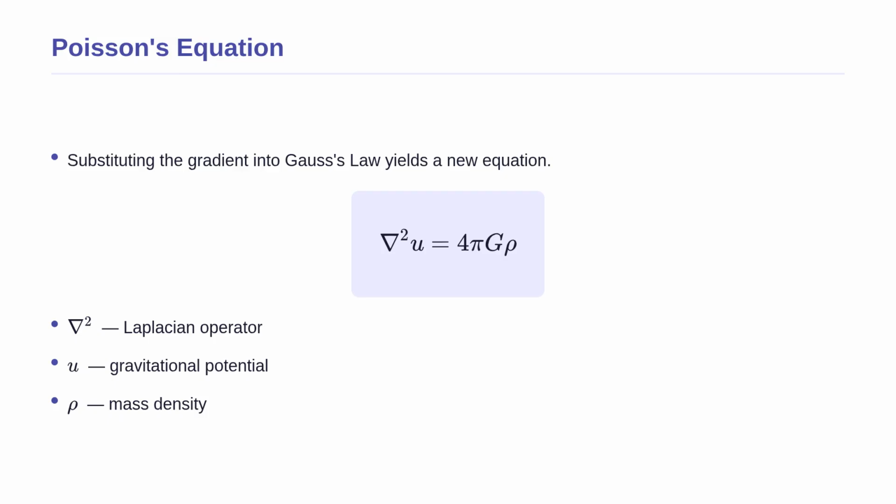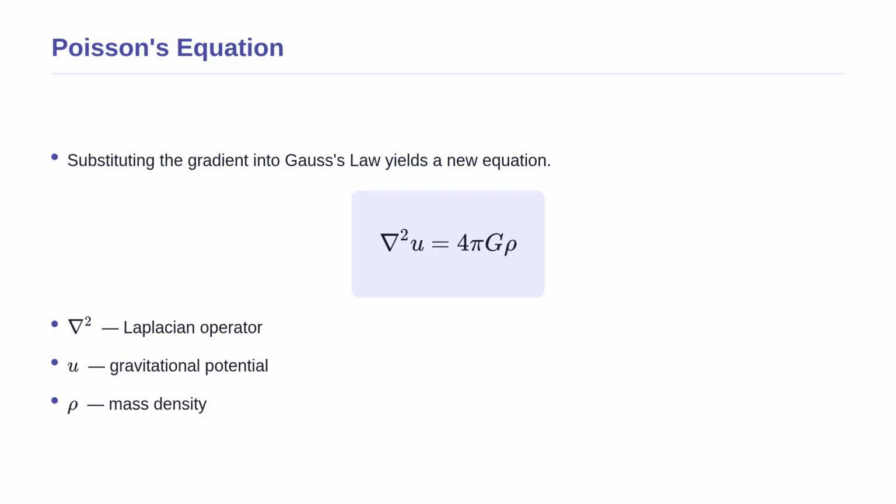Now we can combine our two major concepts to find the ultimate governing equation. By substituting the negative gradient expression into Gauss's law, the divergence operator acts on the gradient operator. This combination creates a new mathematical tool called the Laplacian, denoted by del squared. The negative signs cancel out, giving us one of the most famous partial differential equations in physics, known as Poisson's equation. The Laplacian measures how much the potential at a specific point differs from the average value surrounding it.